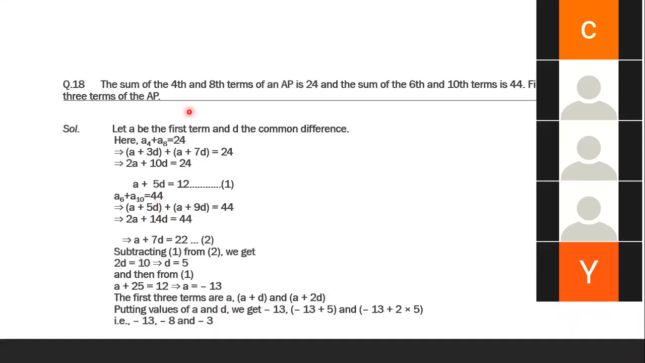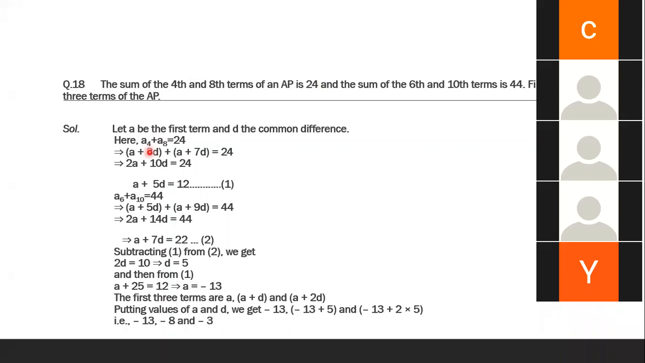The sum of the 4th and 8th term of an AP is 24 and the sum of the 6th and 10th term is 44. Find the first 3 terms of the AP. Understand? Sum of the 4th term and 8th term. The 4th term is A4, the 8th term is A8, and the sum of those two is 24. So A4 is A plus 3D. A8 means A plus 7D. Sum means addition.